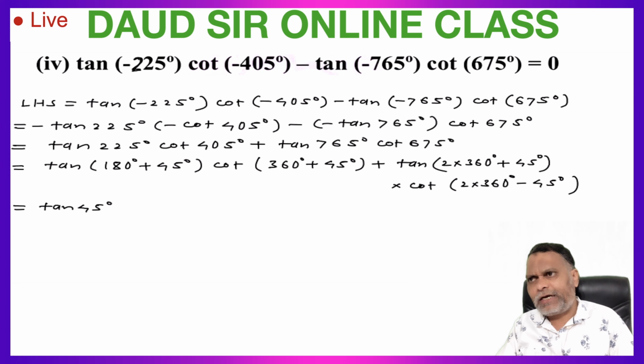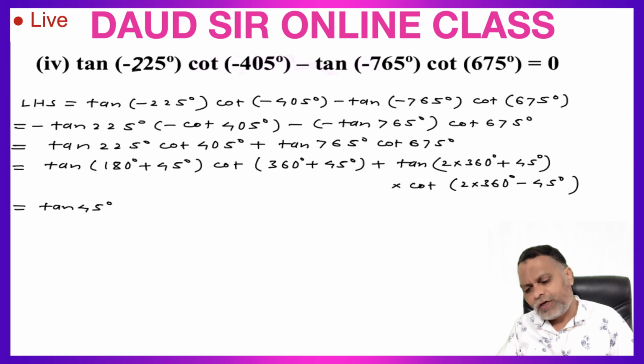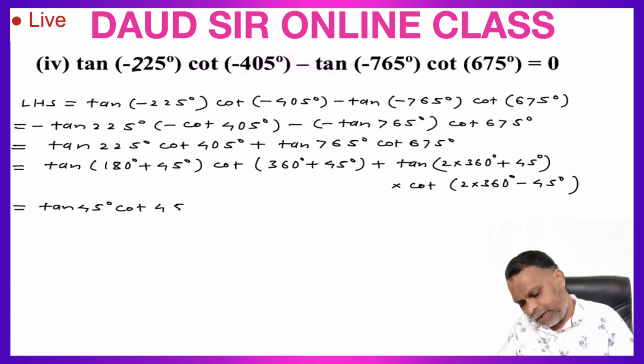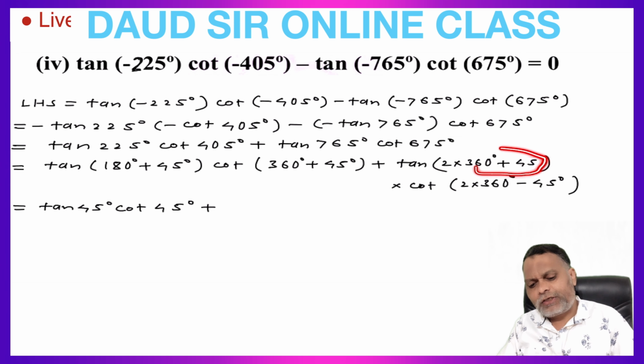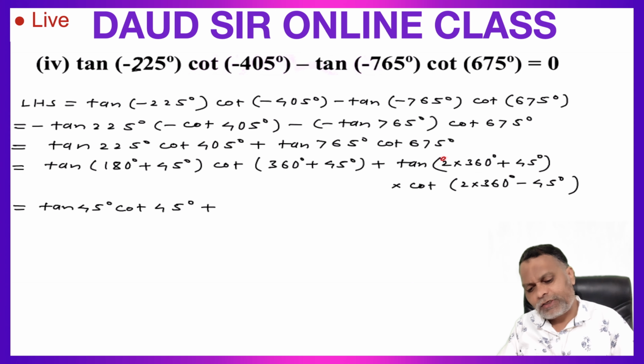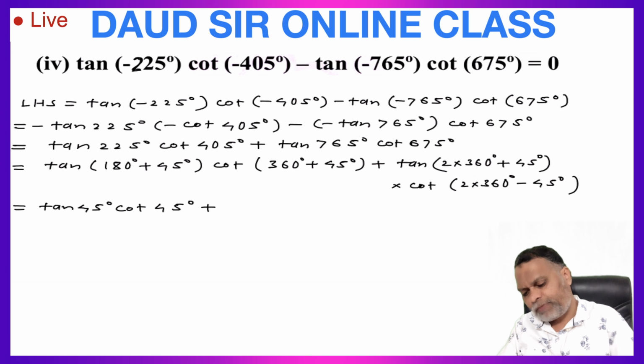Cot(360 + theta). 360 plus theta lies in first quadrant. In first quadrant, all trigonometrical ratios are positive, so this is plus. In case of 360 there is no change, so cot 45°. This is cot 45° plus tan(n into 360 + theta). This 2 is the number of rotation only. So 360 plus theta lies in first quadrant. In first quadrant, all trigonometrical ratios are positive. This is tan, so plus sign. In case of 360 degree, no change, so it is tan 45°.